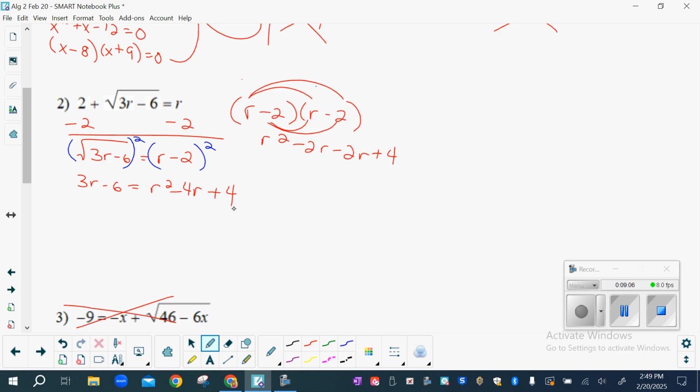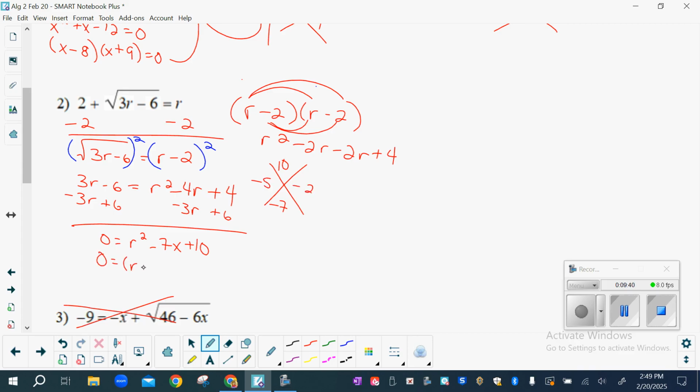So now what do we do next? I know, sorry, lots of steps on this. Minus 3r from both sides, and add 6 at the same time. So we get 0 equals r squared minus 7r plus 10. What next? Yep, we're going to factor. What multiplies to 10 that adds to negative 7? Yep. So we get r minus 5, r minus 2.